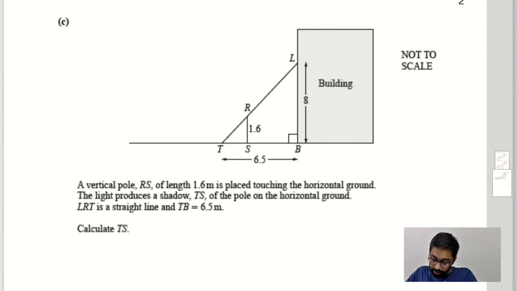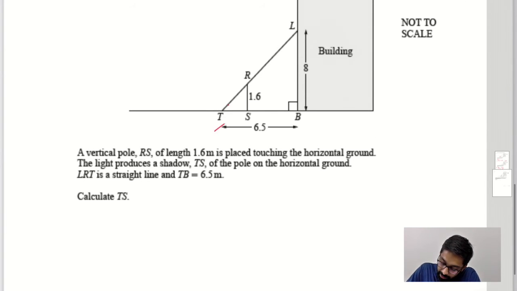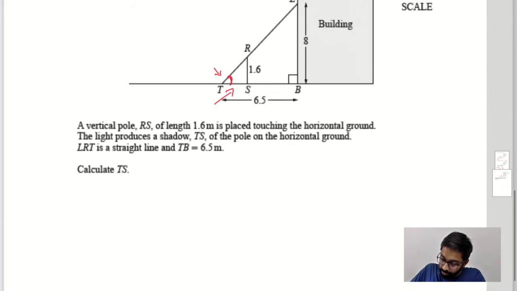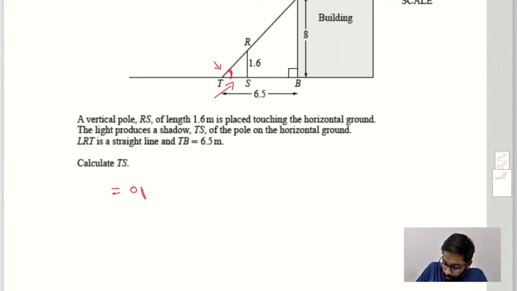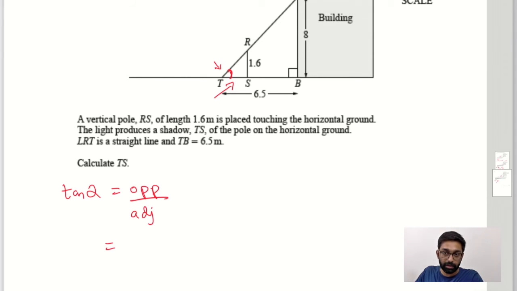A vertical pole RS of length 1.6 meters is placed touching the horizontal ground. The light produces a shadow TS of the pole on the horizontal ground. LRT is a straight line and TB is 6.5 meters. Calculate TS. They've asked you to find this length. First, in order to find this length, you would need to know this angle right here. We can find this angle by using LBT as the larger triangle. So, in this case, we do opposite upon adjacent, which is equal to tan theta. First, we need to find the angle, only then we would be able to find the length of TS.